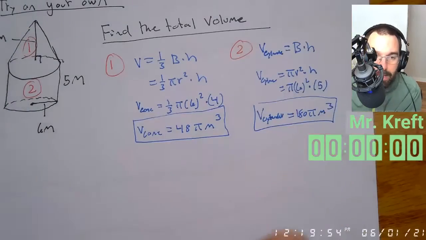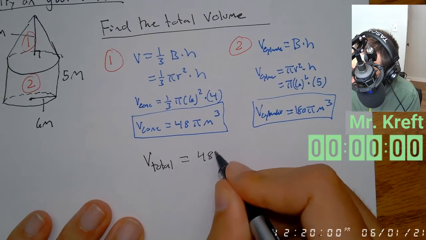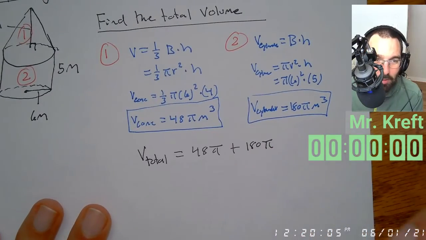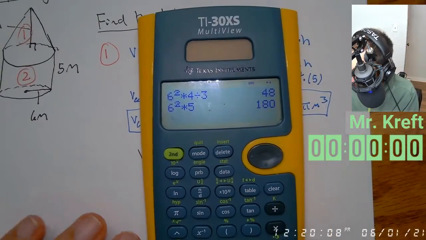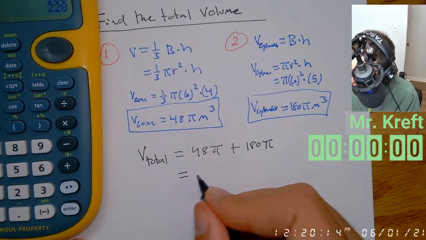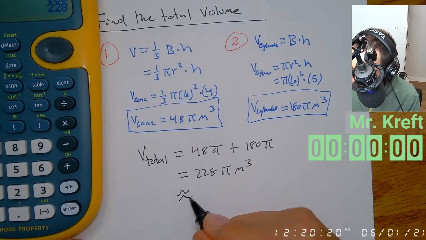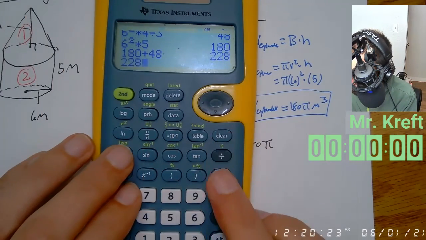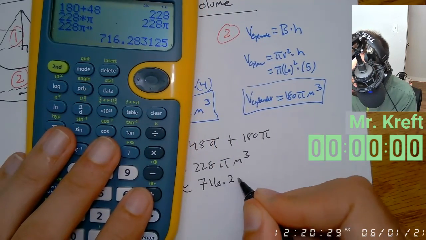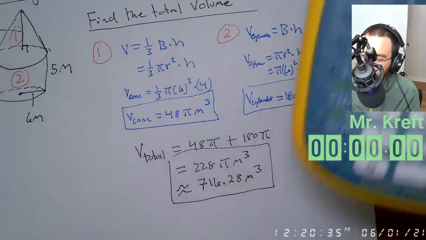And so at the end here, I'm going to add these both together. So my volume total is going to be 48 pi plus 180 pi. Now, since they both have pi in them, this is really nice. I can just go ahead and add the numbers, right? So I have 180 plus 48. So I have 228 pi meters cubed is my exact, and my approximate is I just go 228 times pi. And I get approximately 716.28 meters cubed. So that's my exact, and that's my approximate.